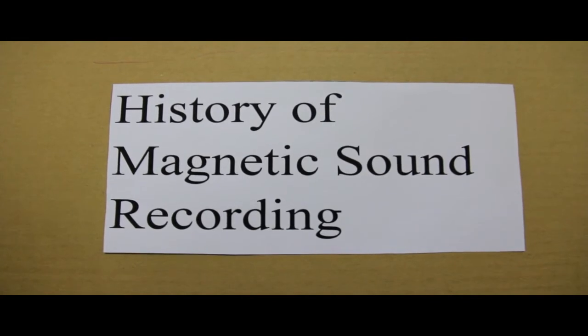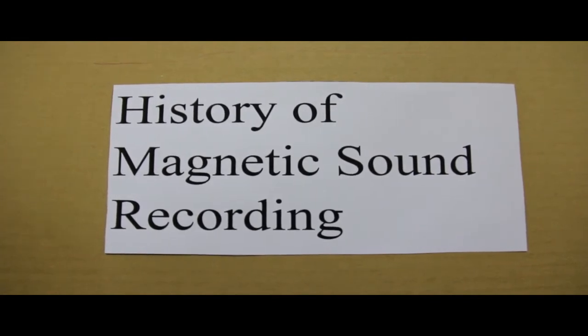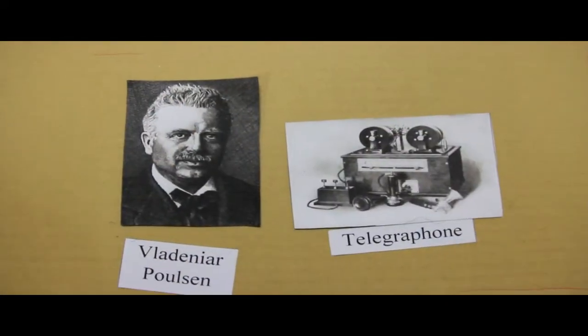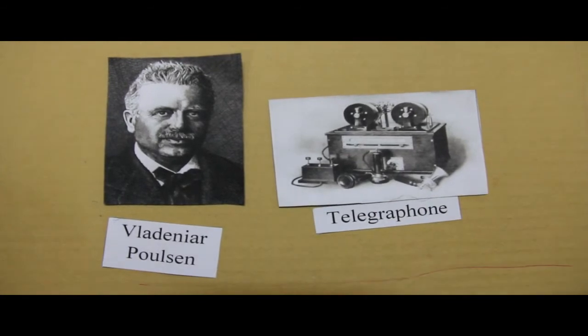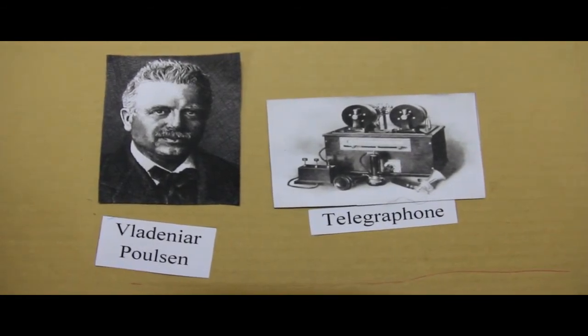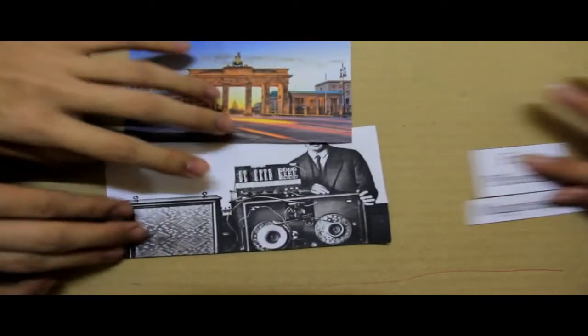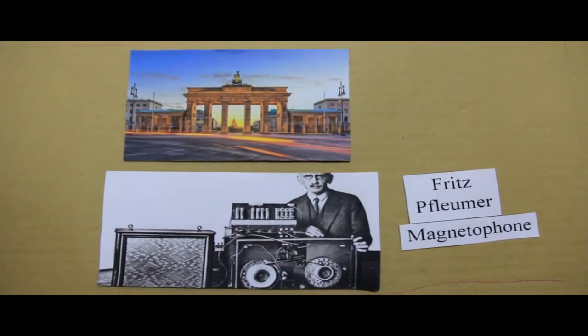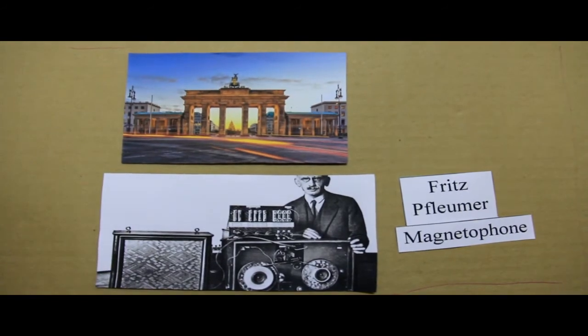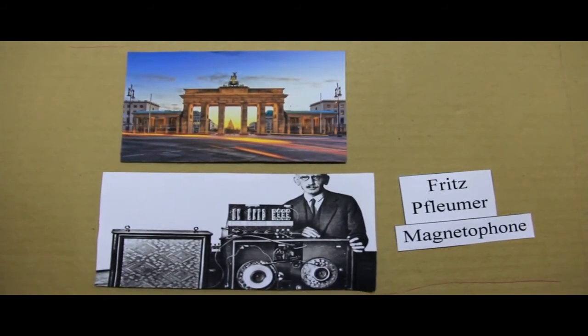Let's start with the history of magnetic sound recording. In 1900, this is Vladimir Poulsen. He demonstrated a telegraphone, a device to record sounds onto a steel wire. After 35 years, in Berlin, Fritz Pfleumer demonstrated a magnetophone. It is the first recording machine to use magnetic tape to preserve voice.